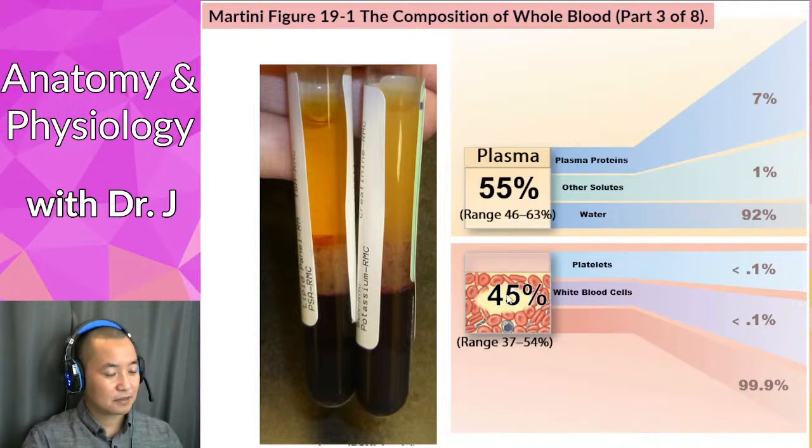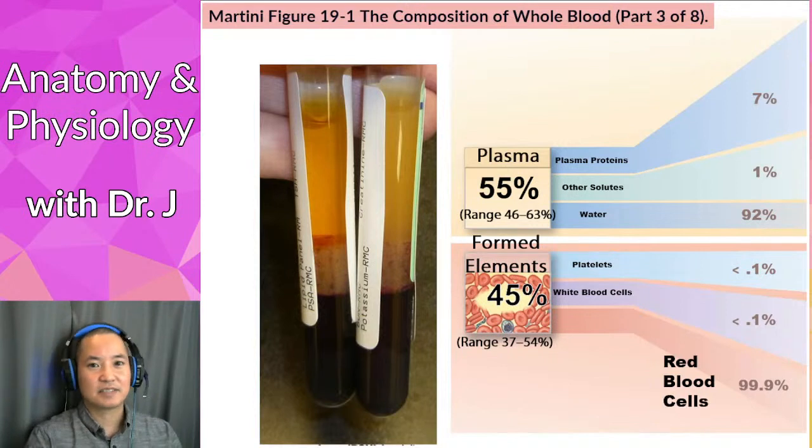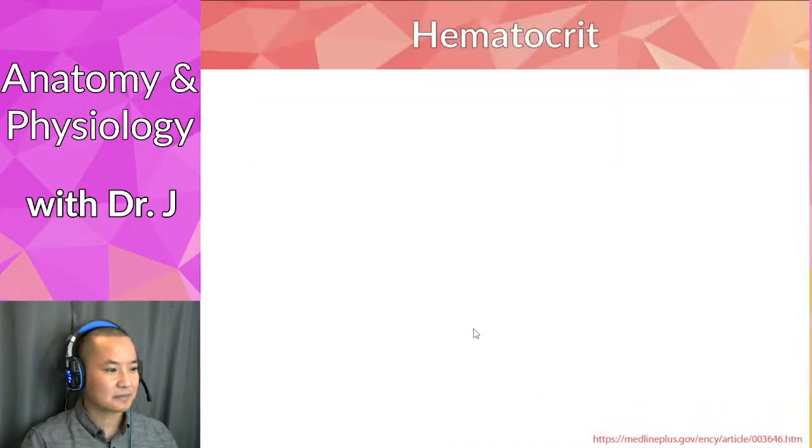But with the formed elements, all the cells and fragments of cells here, notice that red blood cells make up 99.9%, so they are the vast majority of your formed elements in your blood. So again, you do have red and white blood cells and platelets, and even though they're few in number, they're still very important, but the majority of the cells in your blood are red blood cells.